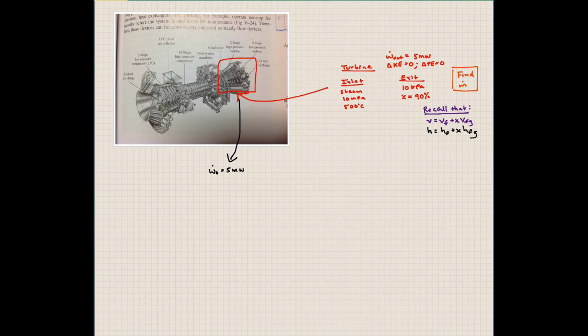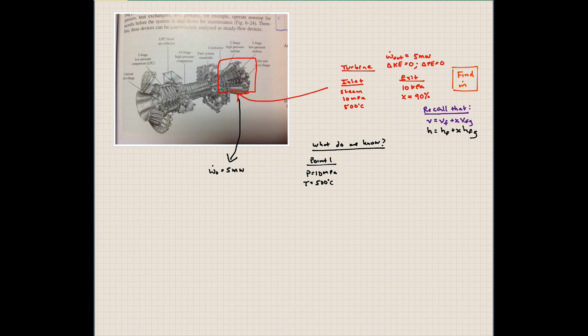So what do we do? Well, I'm going to start with just writing down what it is that we know. So what do we know? Well, at point 1, we know that the pressure is 10 megapascals and the temperature is 500 degrees Celsius.